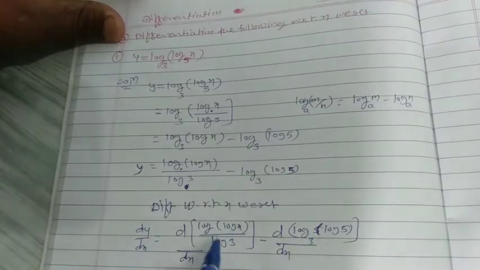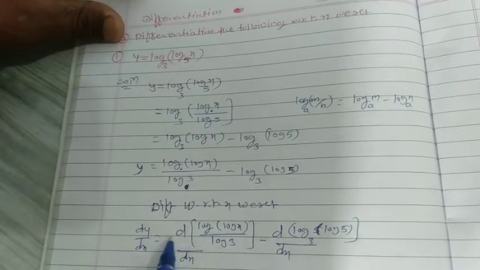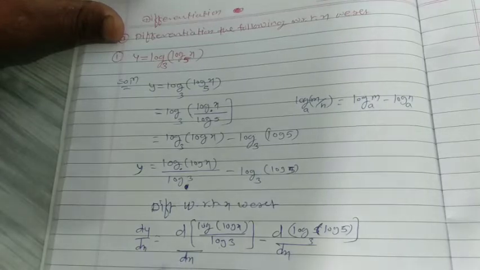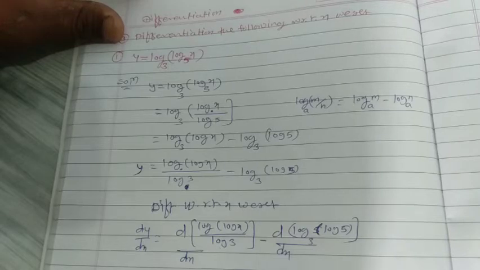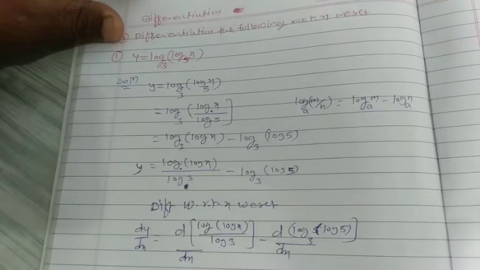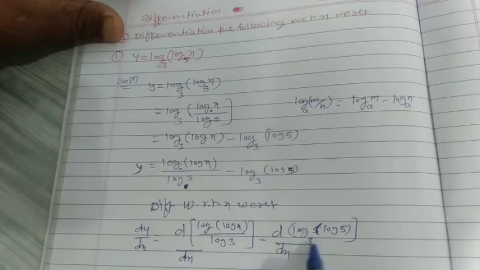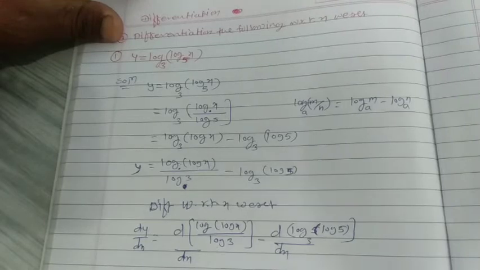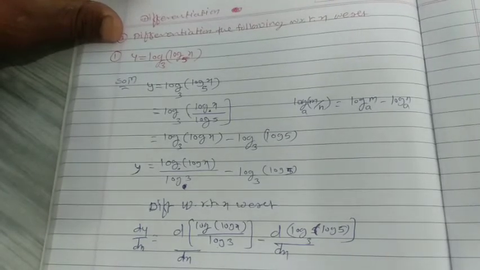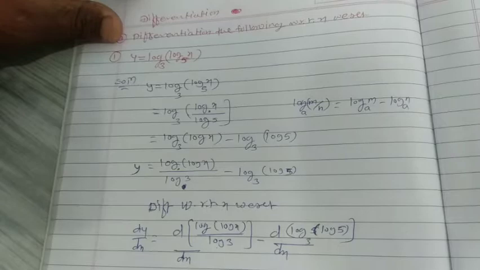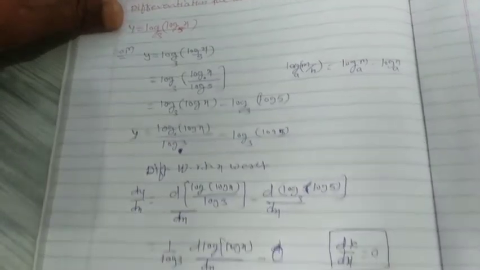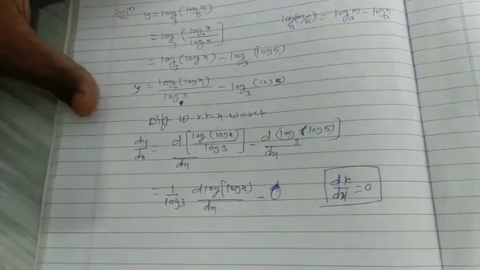Okay. Now the constant part of this function goes outside the derivative, that is the property of derivative: 1 upon log 3. Now the derivative of log x with respect to x minus the derivative of log 5 to the base 3. All these terms become a constant term, and that's why its derivative becomes 0. We know the derivative of k with respect to x is always 0. The derivative of a constant term becomes 0. Here we write the 0.